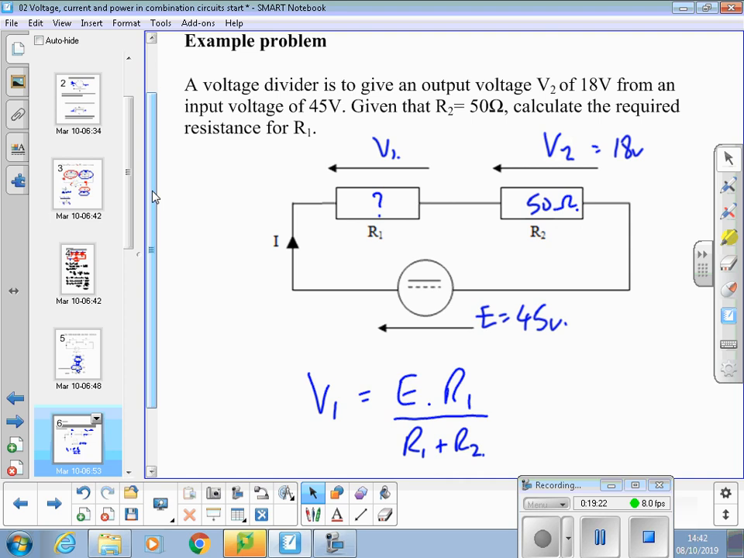How are we going to find out what V1 is? Yeah, that's the E minus V2. Because if those two add up to make 45, then that minus that must equal V1. So you get V1 from that. Now you need to rearrange that for R1.